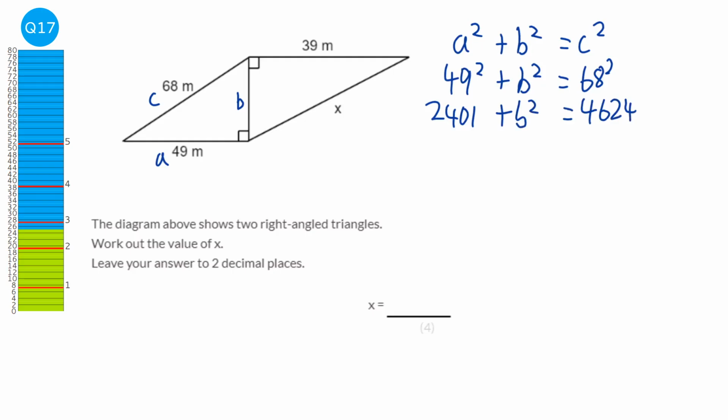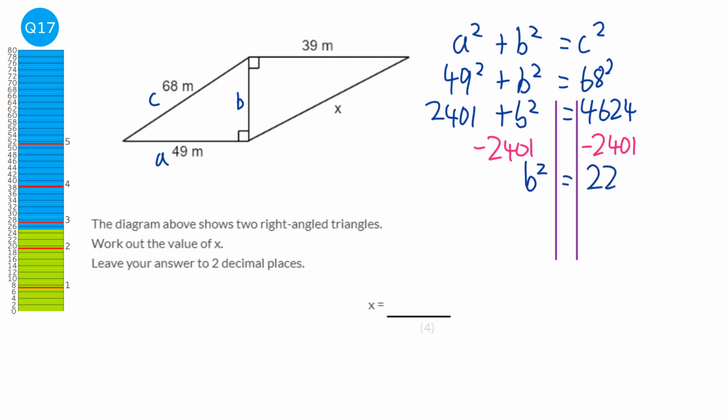4,624. So we are solving here, so let's get our lines down. And we're going to start by subtracting the 2,401 from both sides. So we've got b squared equals 2,223. Then we're going to square root both sides, and we've got b equal to 47.148, blah blah blah.